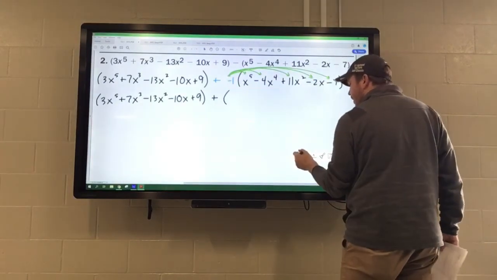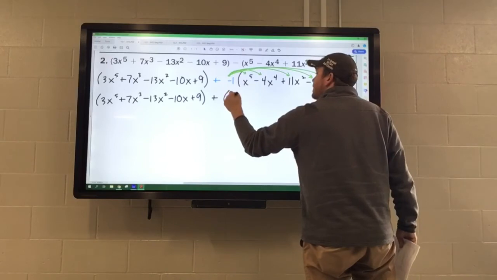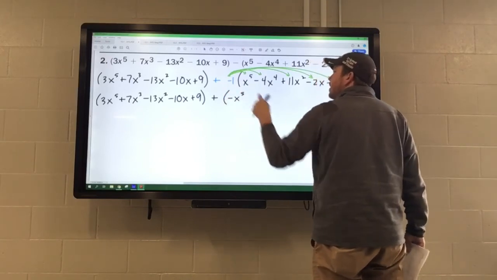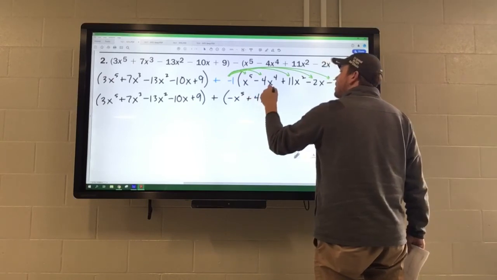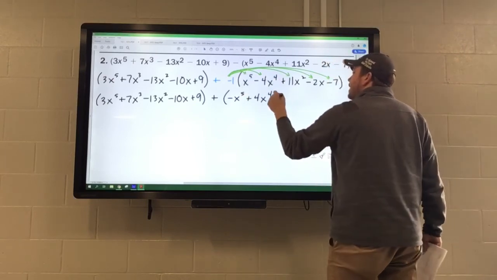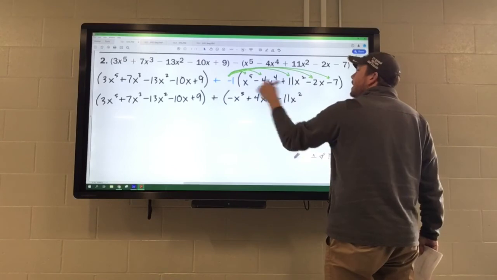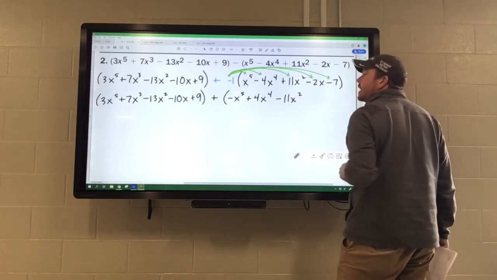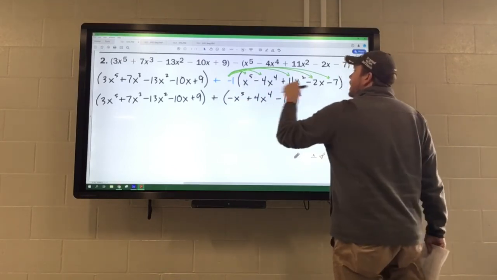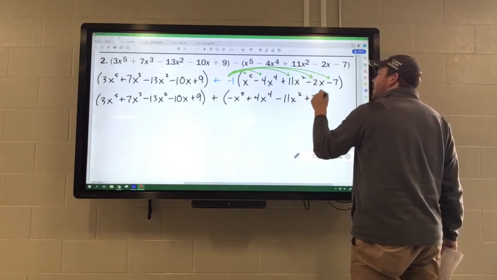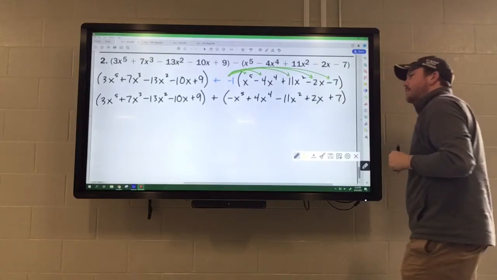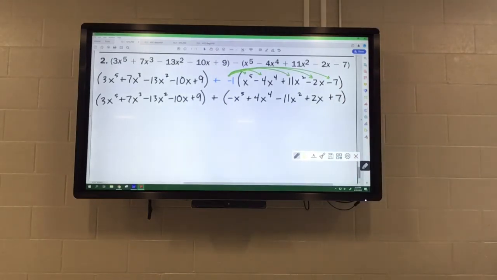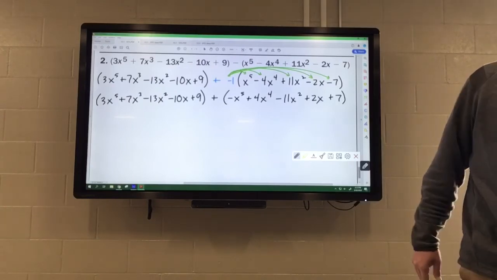So, negative 1 times x to the 5th is negative x to the 5th. Negative 1 times negative 4x to the 4th is a positive 4x to the 4th. Negative 1 times 11x is negative 11x. Negative 1 times 11x squared is negative 11x squared. Negative 1 times 2x is a positive 2x. And negative 1 times negative 7 is a positive 7. And now what we have is an addition problem, so we can complete it exactly the way we did before.